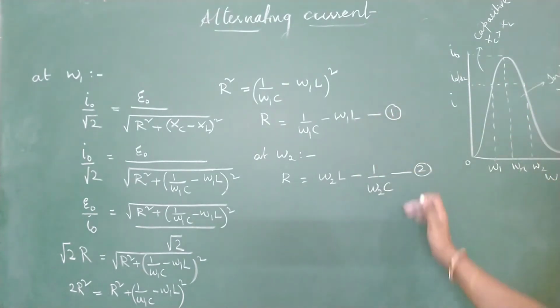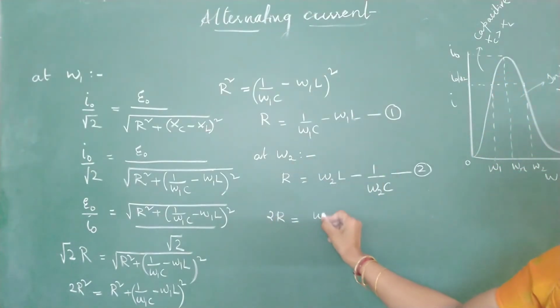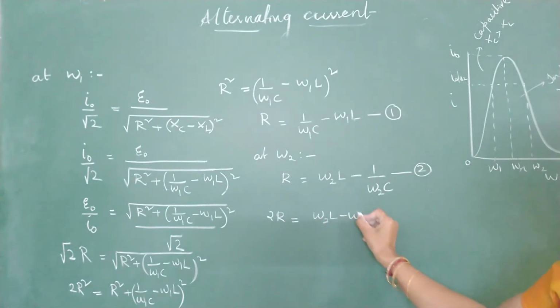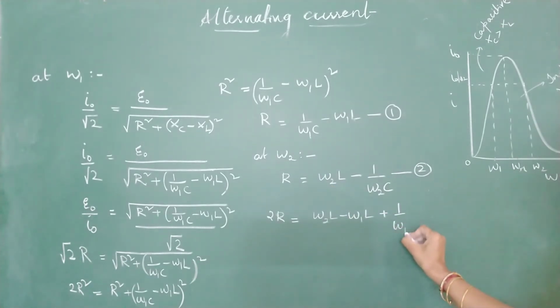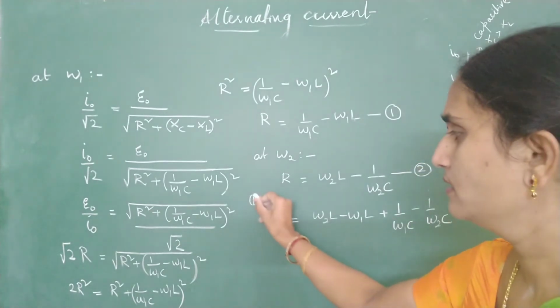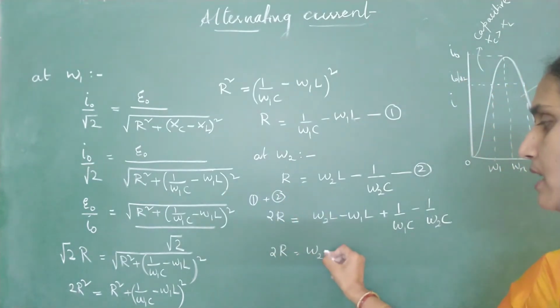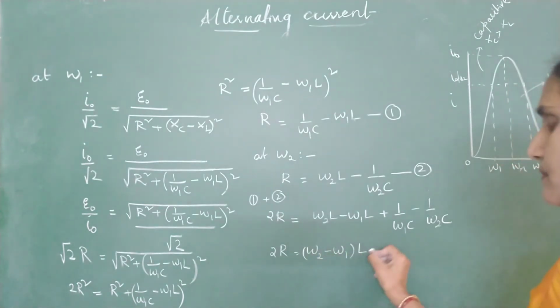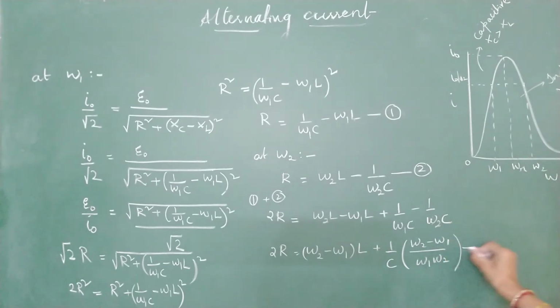Adding 1 and 2, R plus R, 2R is equal to omega 2L minus omega 1L, putting L's together, plus 1 by omega 1C minus 1 by omega 2C. Adding equations 1 and 2, 2R is equal to omega 2 minus omega 1 into L plus 1 by C into, taking the LCM, omega 1 omega 2. This will be omega 2 minus omega 1. Call this equation 3.